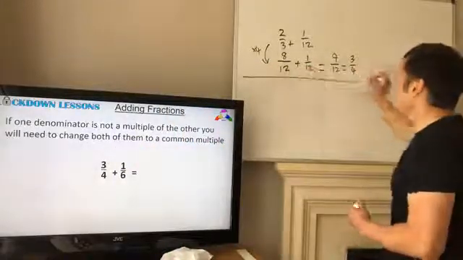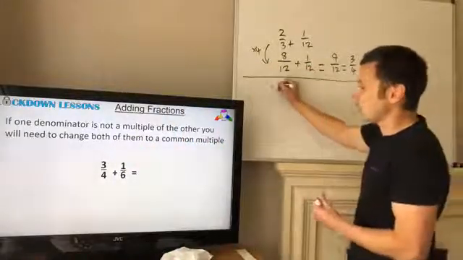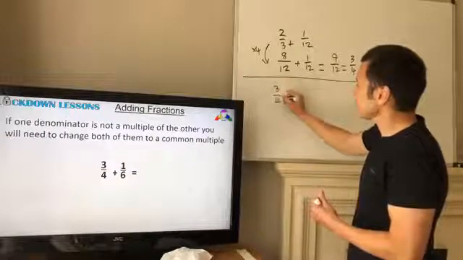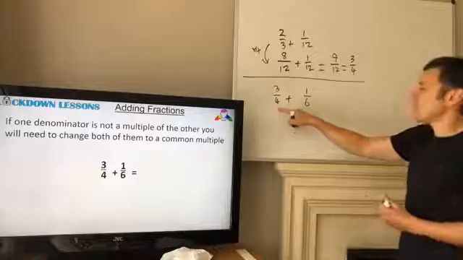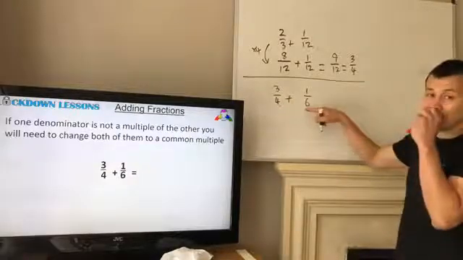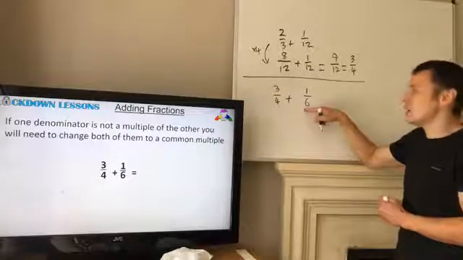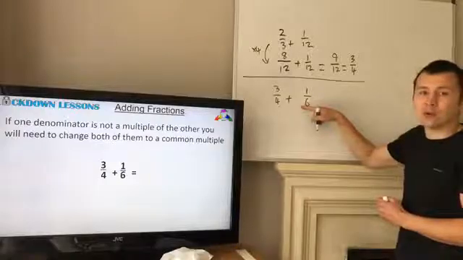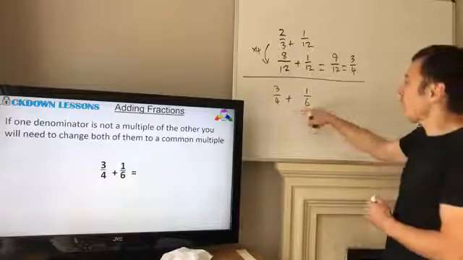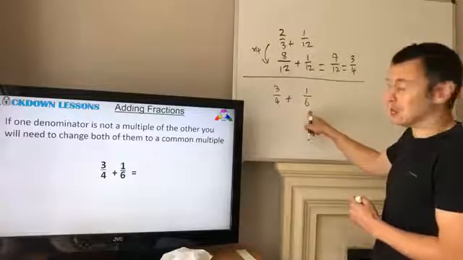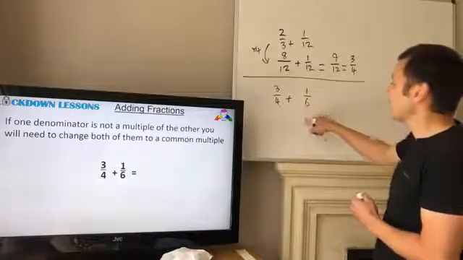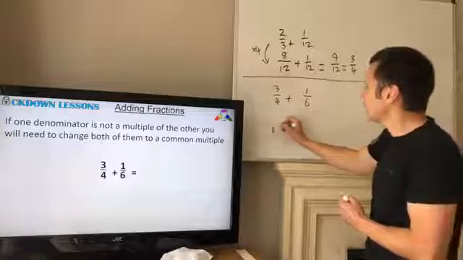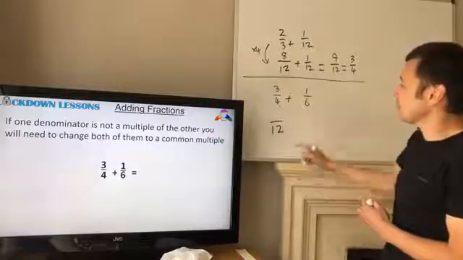Harder still than that is one like this. So if we add 3/4, add 1/6. We've got a problem here because we cannot get a class size of 4 to a class size of 6 very easily at all, unless we start chopping people up, which we don't want to do. So we find a common multiple of 4 and 6, which we're looking at 12, because 4 goes into 12 and 6 goes into 12 as well. So let's first of all change this class size to 12.